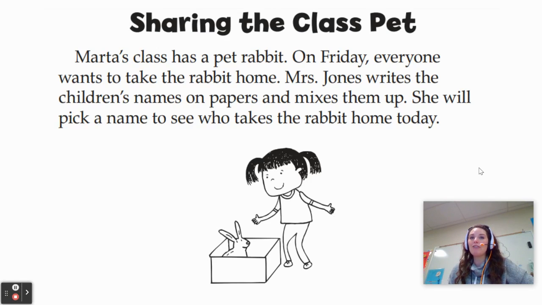Marta's class has a pet rabbit. On Friday, everyone wants to take the rabbit home. Mrs. Jones writes the children's names on papers and mixes them up. She will pick a name to see who takes the rabbit home today.